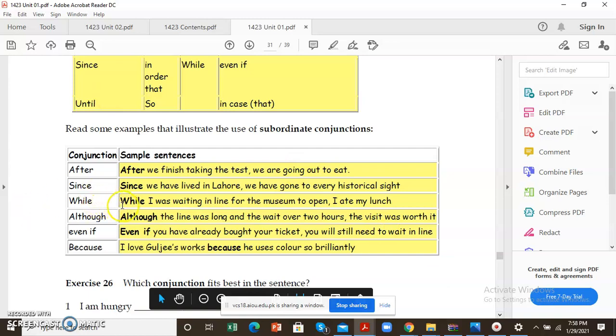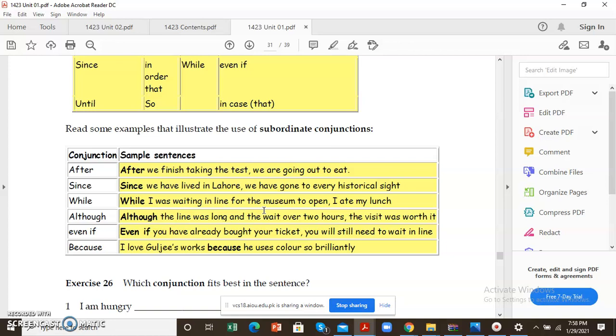For example: While I was waiting in line for the museum to open, I ate my lunch. Now see, the subordinating conjunction has been put right at the start, and "I ate my lunch" is the independent one, right? That is independent, not dependent.